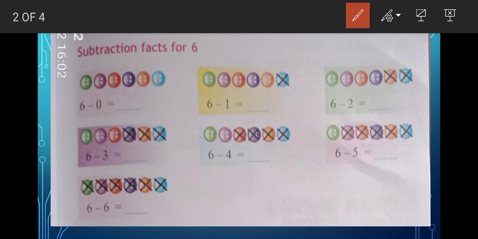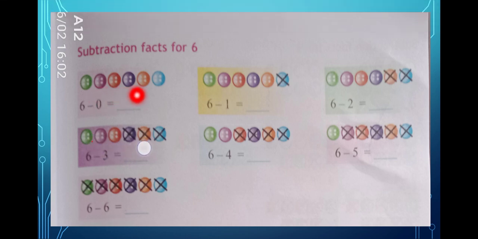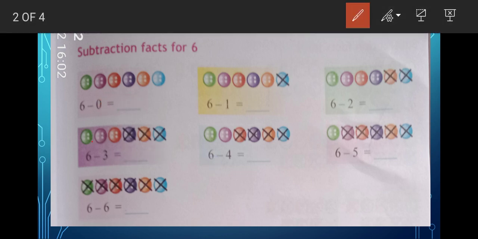Out of that, all the buttons are there. None of the buttons are crossed, isn't it? That means 6 minus 0 will be 6. Okay, so no change. Now, subtraction facts.